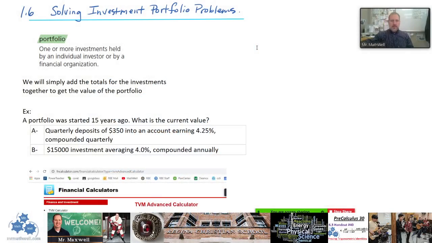Okay, 1.6, Foundations of Math 30. This is section 1.6. It's going to go real quick, okay? I'm just going to give you some really easy examples from 1.6.